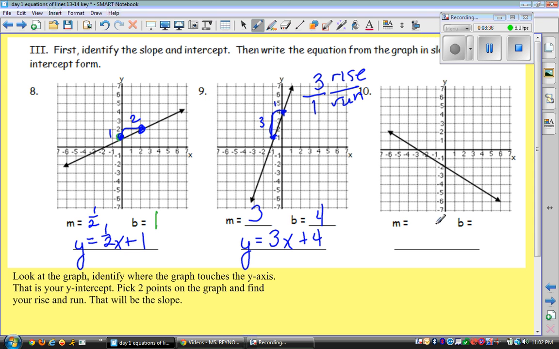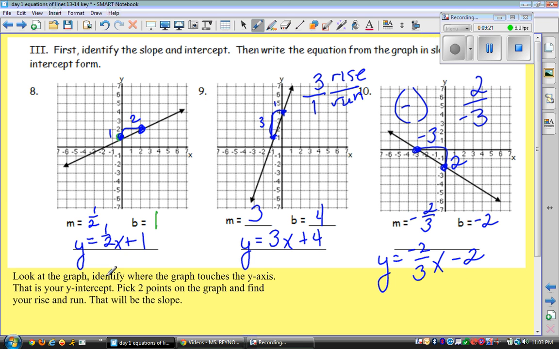The last one is pointing in a different direction. Notice both of these were positives. This one's pointing in a negative direction, so I know my slope's going to be negative. So the first thing I do is I look and see where it's touching the y-axis. I see it's touching at -2, so that is my y-intercept. And I also notice it's touching the x-axis at -3, so I'm going to let that be my other point. And then I'm going to do my rise and my run. So I rise 1, 2, and I run 1, 2, 3, and I went backwards 3. So rise 2, run backwards 3, giving me a slope of -2/3. So my answer is going to be y equals -2/3 x minus 2.